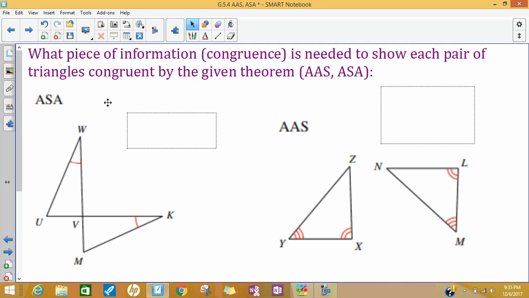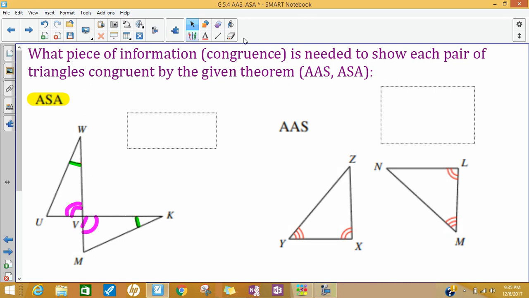So much like we did with the other three theorems, we can be given two triangles. We can be given the path that we want to take. So I want to use angle, side, angle to show that these two triangles are congruent. And as it stands, I know that angle W and angle K are congruent to each other. And I also know that these two angles are congruent because they're vertical angles. And so I'm trying to name the piece of information that I would need marked on this picture to be able to say that these two triangles are congruent by angle, side, angle.